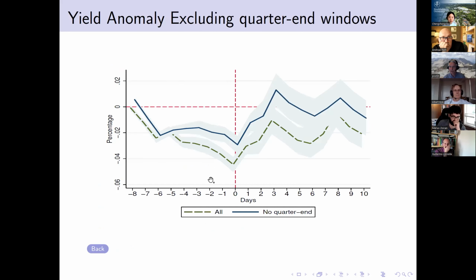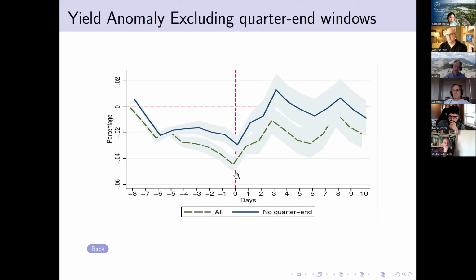Then here, an interesting thing is we show that the effect, if we focus on around quarter ends, is actually more dramatic. So this is the effect with all the data, and this is the effect without quarter ends. So we see that the pattern is statistically significant both on quarter ends and outside quarter ends, but it's more dramatic around quarter ends, which amplifies the framework.